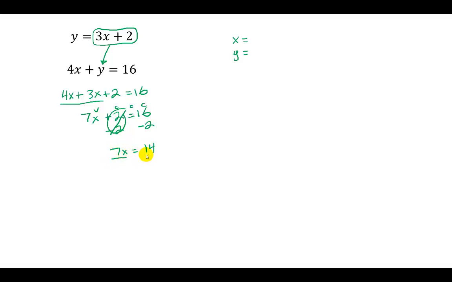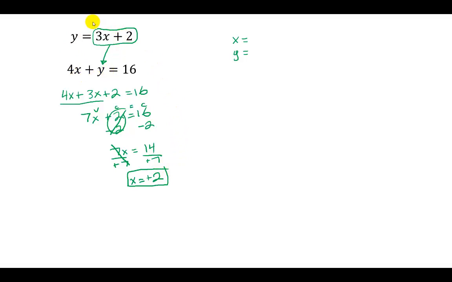Now that I have a v equals c, I want our coefficient of x to be 1. So I'm going to divide both sides by the sign and number. I'm dividing by a positive 7 on both sides. 7 divided by 7 is a 1. So I have 1x equals, positive divided by a positive is a positive, 14 divided by 7 is 2. X is 2.